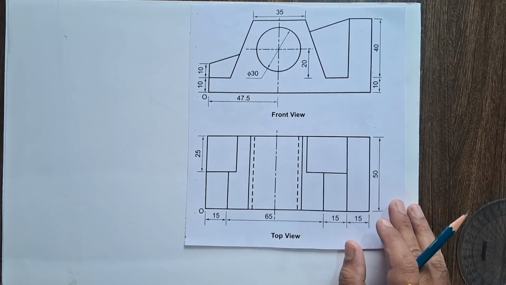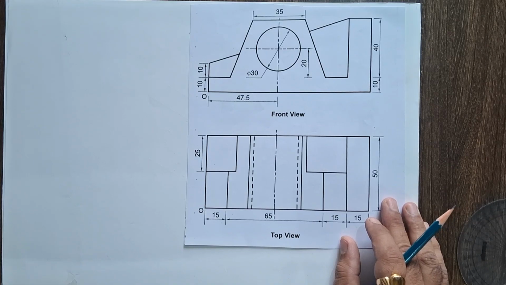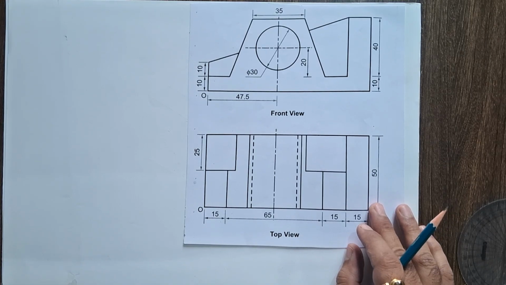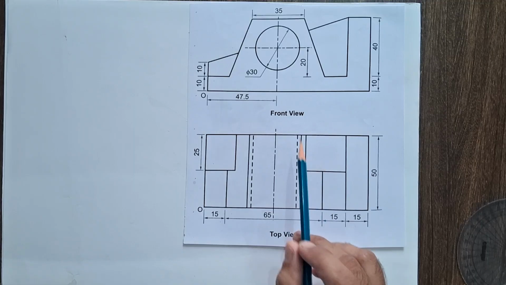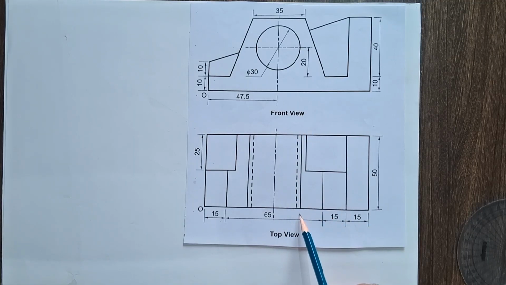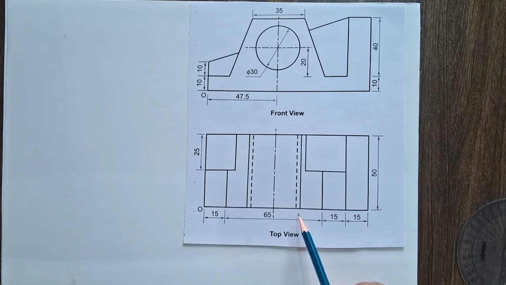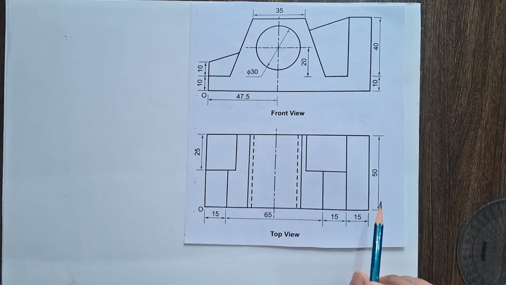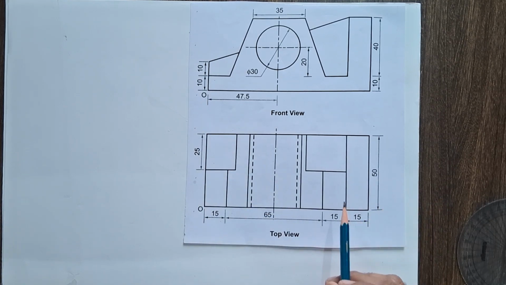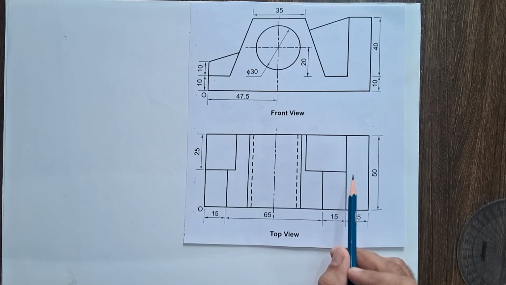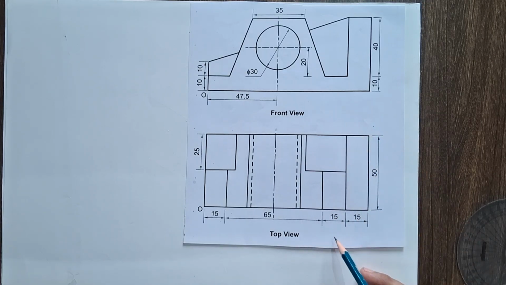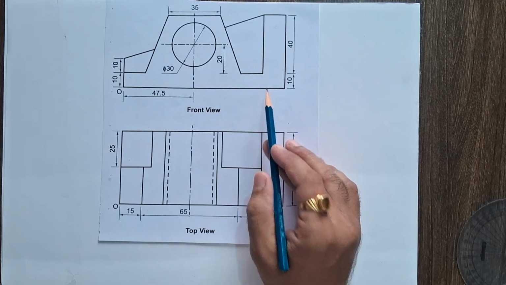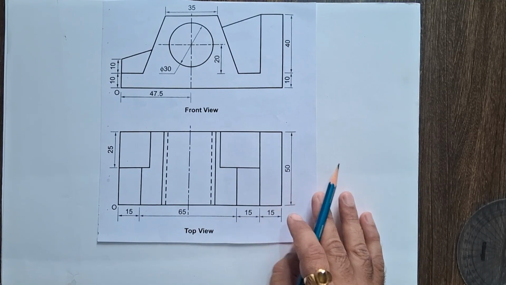Friends, in this session, we are going to solve a problem based on isometric projection, and the problem statement is: the figure shows front view and top view of an object by first angle method of projection. Draw its isometric view taking origin O and give the overall dimensions. Now, in this problem, the front view and top view, these two views are given, and these views are drawn with the help of first angle method of projection.